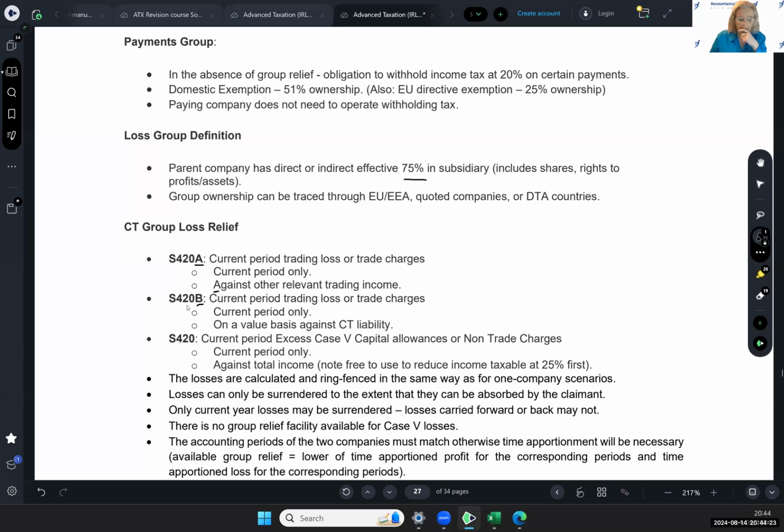Under section 420B, we can take current period trading losses or trade charges, surrendering them to the current period only on a value basis. So that means they're going to be able to give the losses to another group company to use them in the same way that I use them under section 396A, but only in the current period, in the same way that I use them under section 396B, but only in the current period.